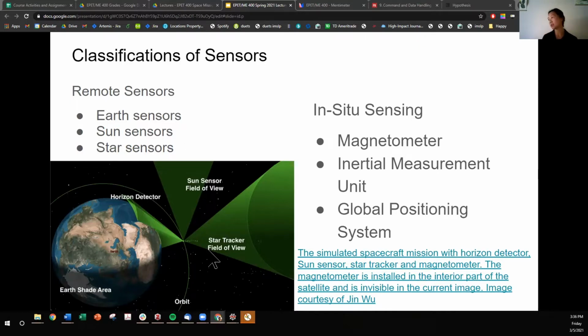For in situ sensing, we've got magnetometers, which measure the magnetic field, and inertial measurement units, which measure acceleration. Sometimes IMUs can also incorporate a magnetometer, and they also commonly incorporate gyroscopes, which measure angular velocity. We can also use global positioning systems, or GPS, for position.